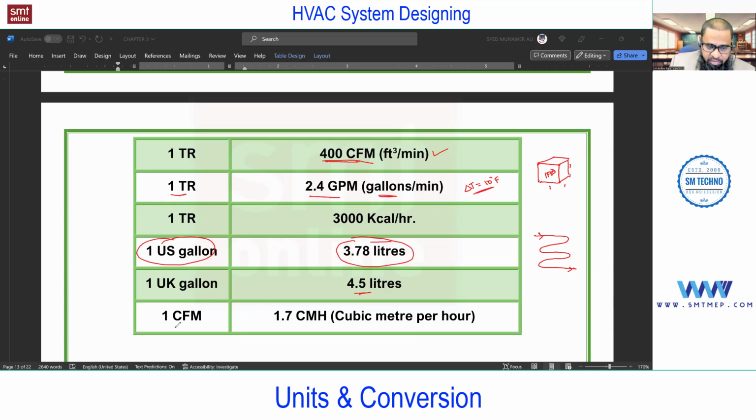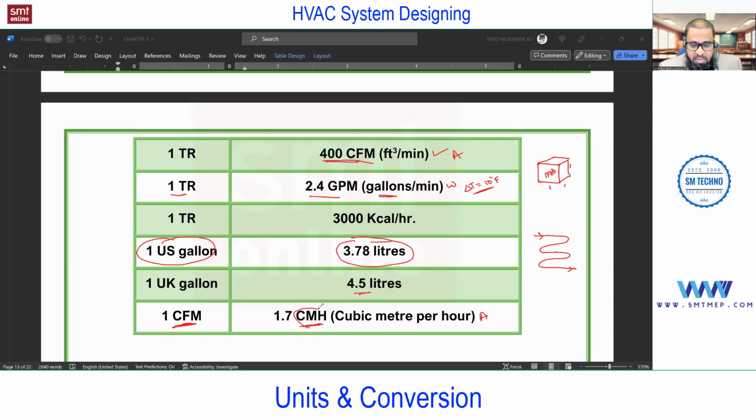Next, similarly, 1 CFM. CFM is what? Cubic feet per minute. In terms of cubic meter per hour, CMH, it is 1.7. So this will also be used on the air side. This is for the water side, this is the air side, and this is also for the air side. About this 1.7 CMH, when we talk about exhaust systems, I'll give you a clear idea. At this level, it's too early to discuss. But just remember, CFM is cubic feet per minute and CMH is cubic meter per hour. Here feet, here meter, here minute, here hour.